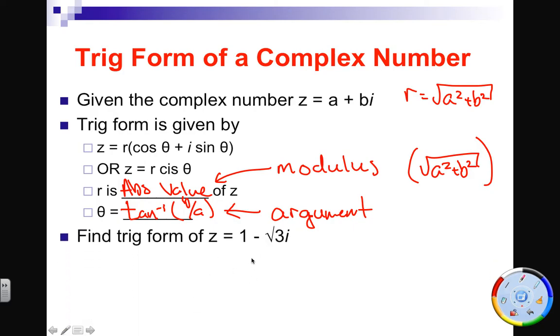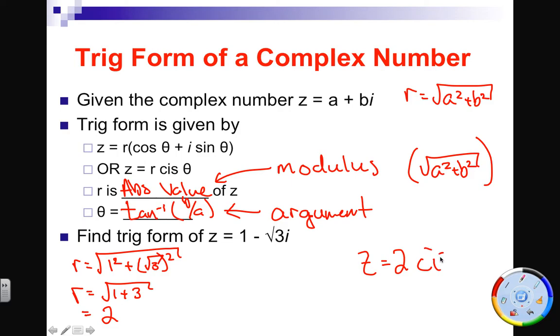So what I want to do here is find the trig form of this complex number. So I need to find r. r is equal to the square root of 1 squared plus root 3 squared. Notice I don't really care about the negative because the negative is just going to square to become positive. Some of you should probably stop thinking about the negative because you forget to put the negative in parentheses. I get 1 plus 3, which is 4, so it's 2. So I already know that z is equal to 2 cis something. I need to know what that something is. So now I need to find theta. Theta is tan inverse of negative root 3 over 1.